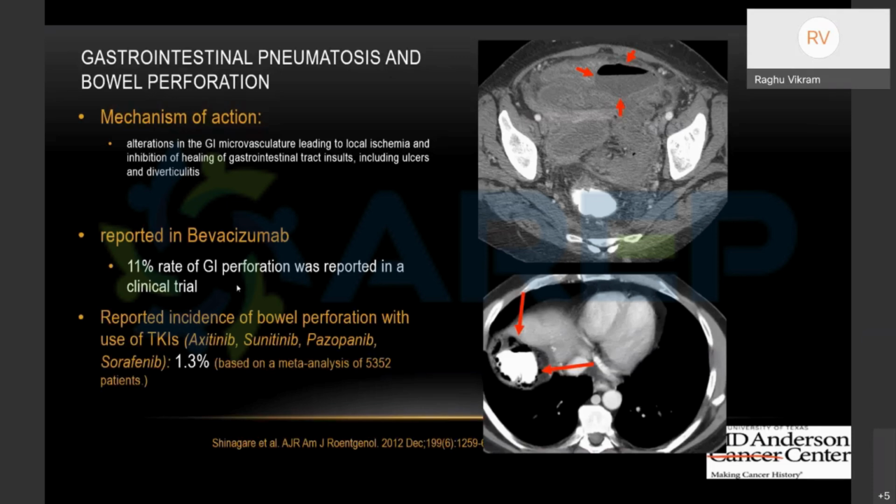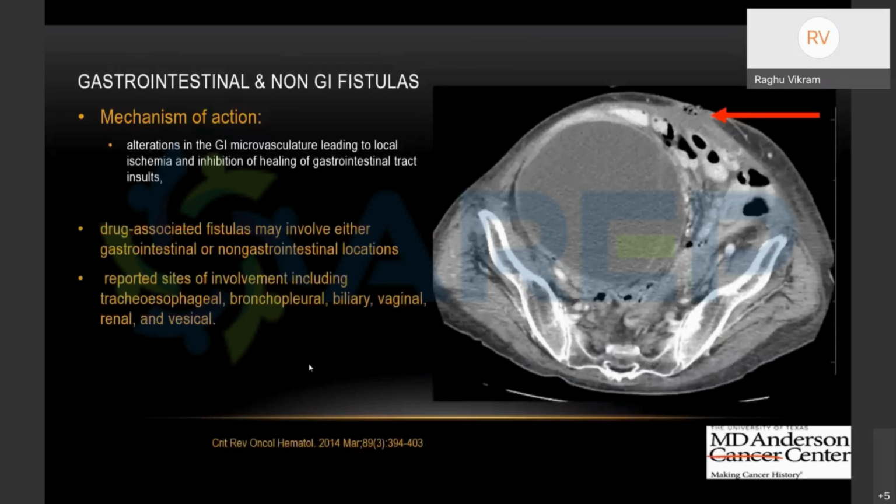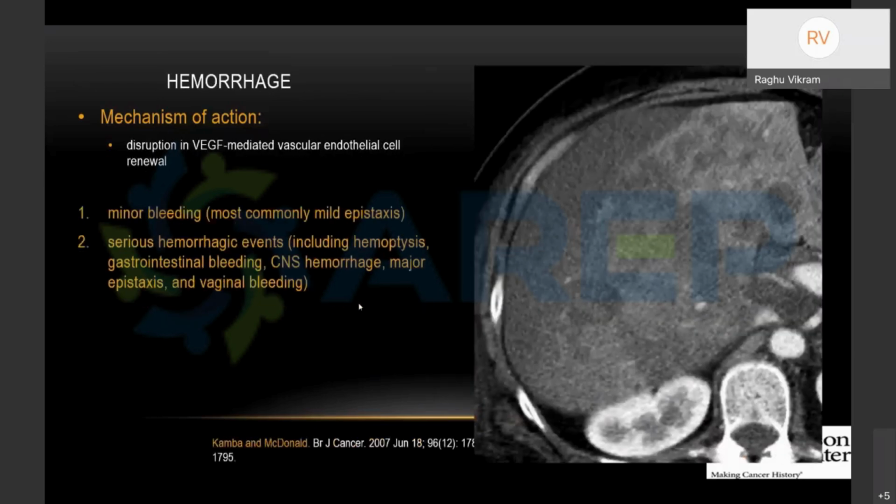It is slightly decreased, about 1.3%, based on a very large meta-analysis in patients who receive TKIs or tyrosine kinase inhibitors. Again, the same mechanism of action. You can even expect fistulization, enteroenteric fistula, enterocolic fistulas, and stuff like that. Hemorrhage is not very common, but it's more devastating.